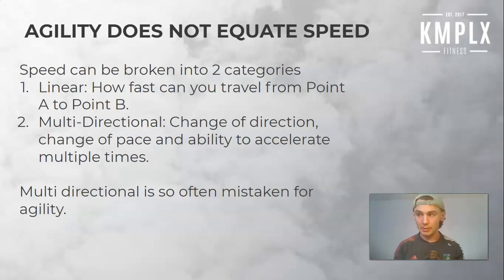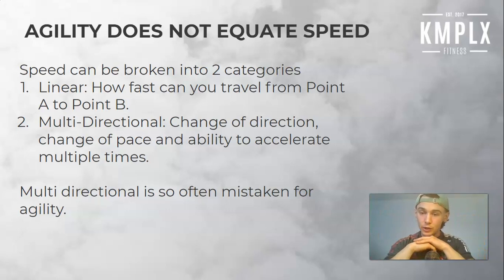So the best thing to do is to start off by defining speed. Speed can be broken into two categories. Linear: how fast can you travel from point A to point B? That's your 100 meter sprint, your 50 meter sprint, things like that, where it's just from one point to the next. How fast are you over that amount of space?